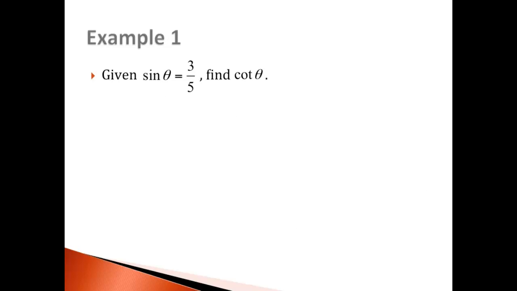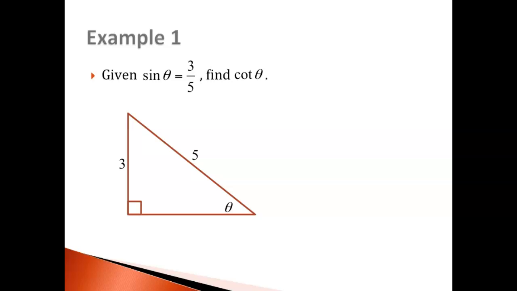Given sine of theta is equal to 3/5, find cotangent of theta. Now if it helps you, let's go ahead and draw a picture for ourselves. We're working with a right triangle, and let's say that theta, our angle measure, is over here. And if we know that sine of theta is equal to 3/5, that means that the opposite side is 3 and the hypotenuse is 5.